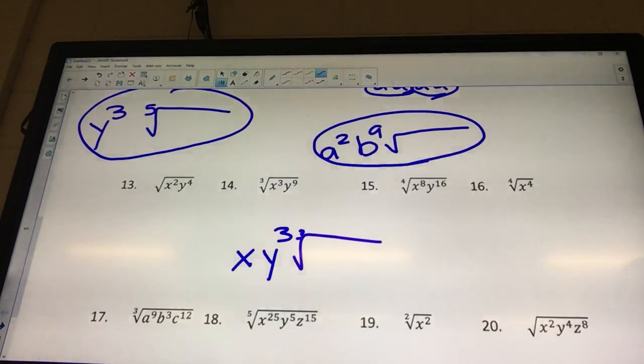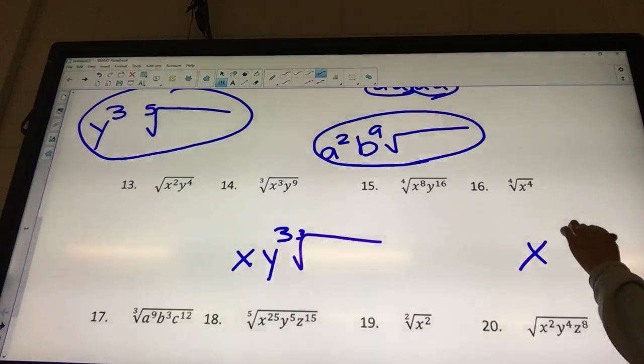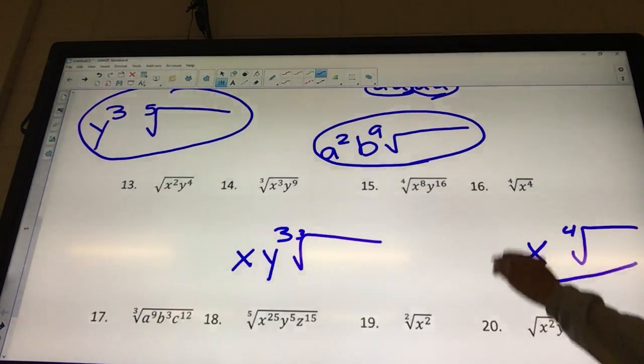Okay, look at 16. What number's on the outside? 4. So how many groups of 4 could you do? 1. So 4 divided by 4 is going to be x to the 1. Then you still got that baby 4 here.